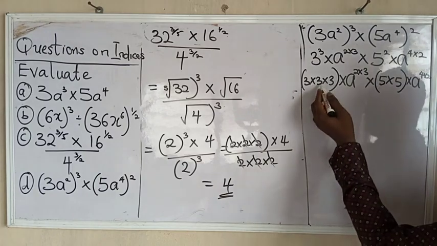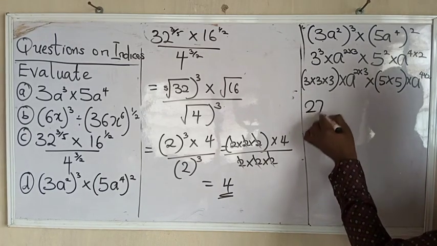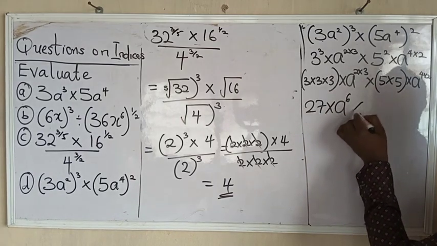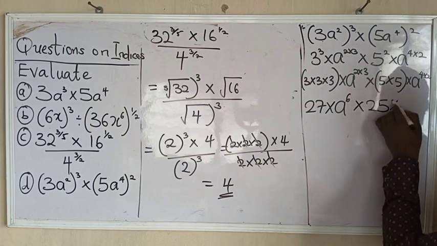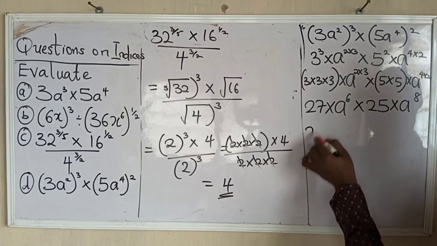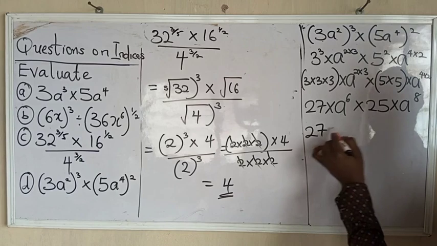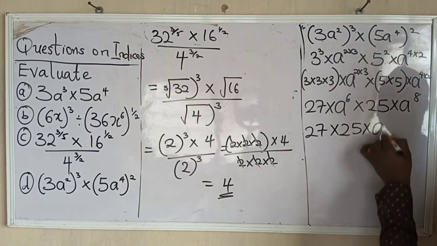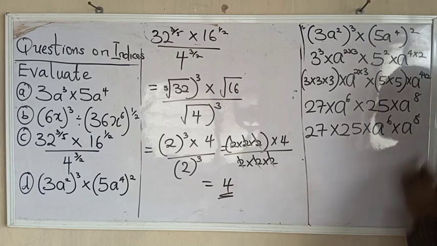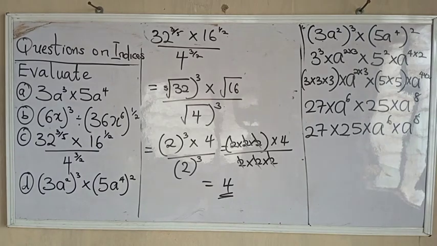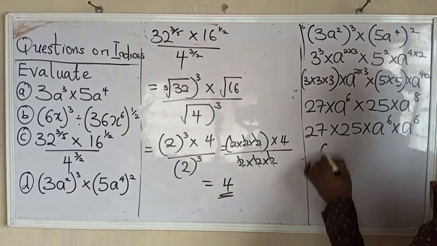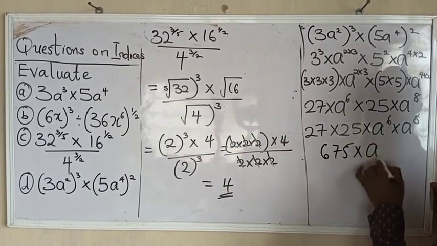So 3 times 3 is 9. 9 times 3 is 27, times a raised to power 2 times 3, which is 6, times 5 times 5, which is 25, times a raised to power 8. So at the end of the day, I will say this is 27 times 25 times a raised to power 6 times a raised to power 8. So from here we have 675 times a raised to power.